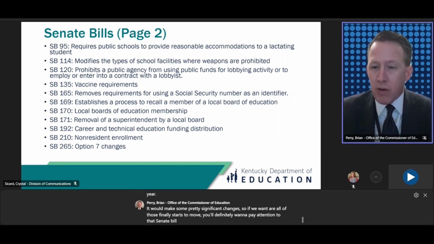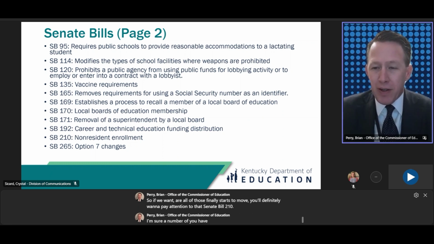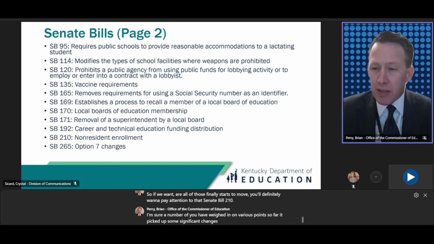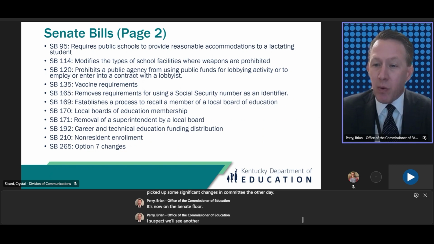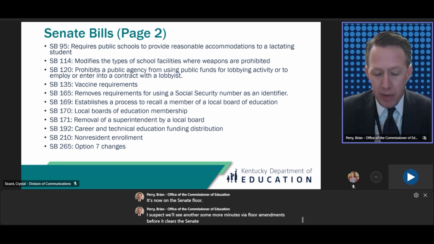Senate Bill 210, I'm sure a number of you have weighed in on at various points so far. It picked up some significant changes in committee the other day. It's now on the Senate floor. I suspect we'll see some more amendments via floor amendments before it clears the Senate.